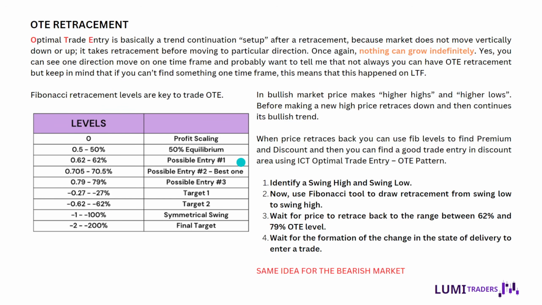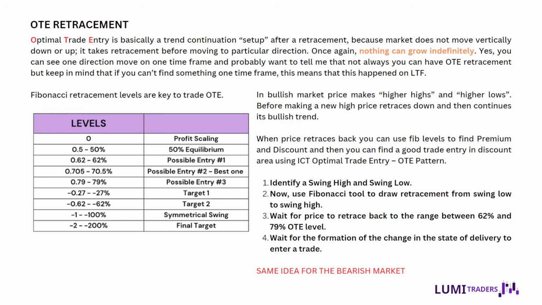Okay, let's talk a little bit about OTE retracement. Maybe this information is going to be new for you, maybe it's not, but I guess it's good to refresh this in your memory. Optimal trade entry is basically a trend continuation setup after retracement, because the market does not move vertically down or up. It takes a retracement before moving in a particular direction, right? Once again, nothing can grow indefinitely, right?